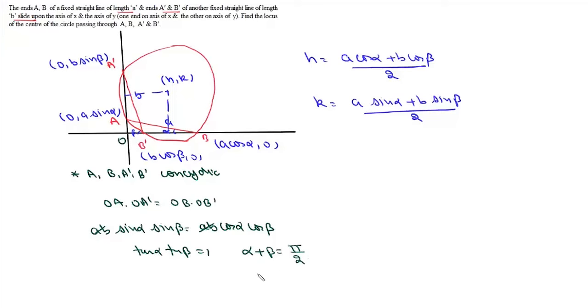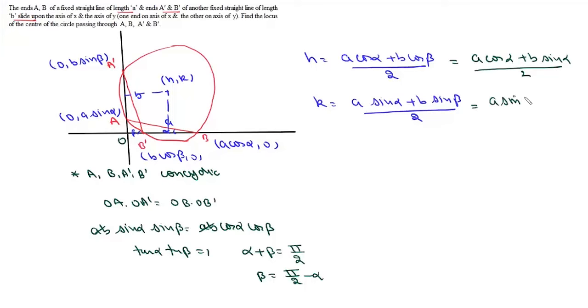So we can write beta as pi by 2 minus alpha. So this H will be A cos alpha plus B sin alpha by 2, and here it will be A sin alpha plus B cos alpha by 2. Now here we have to eliminate alpha.